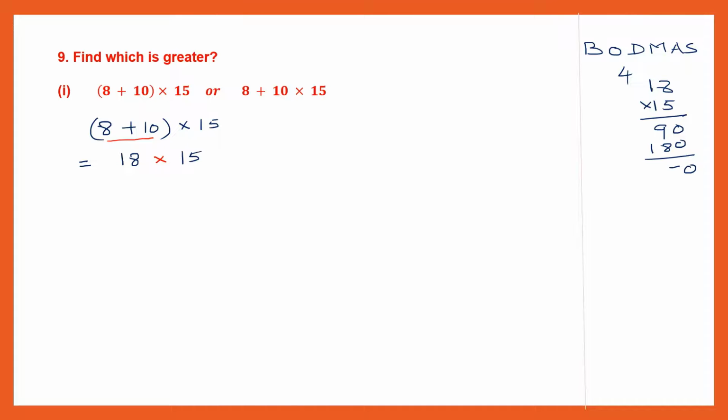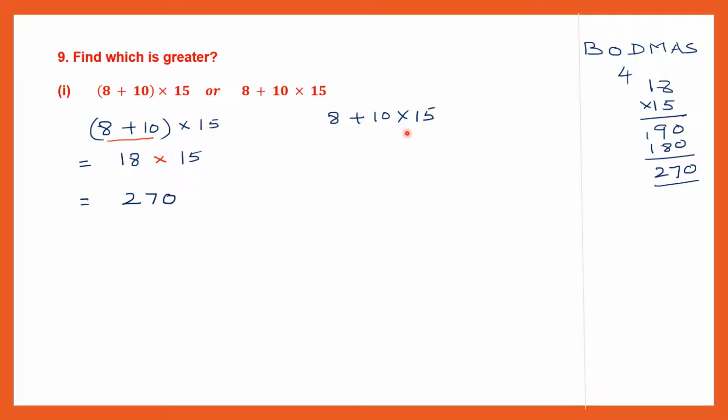8 plus 9 is 17, carry 1, 270. So here we have got 270. Now let's see on the other side what we have. We have 8 plus 10 into 15. Now here also we have two operations. We have addition and multiplication.